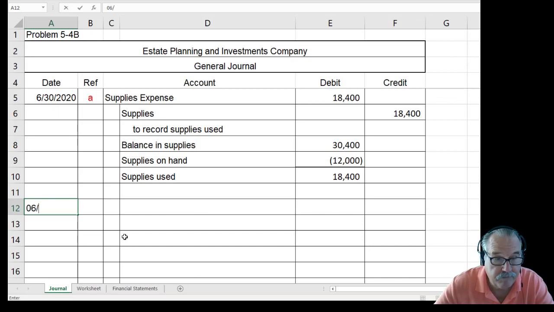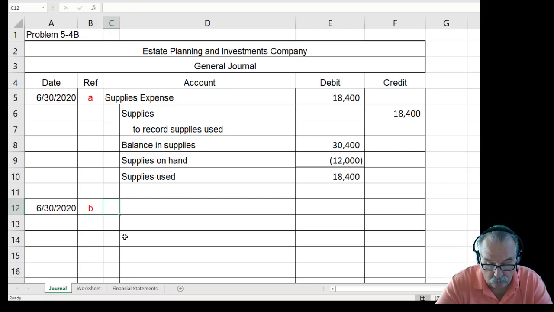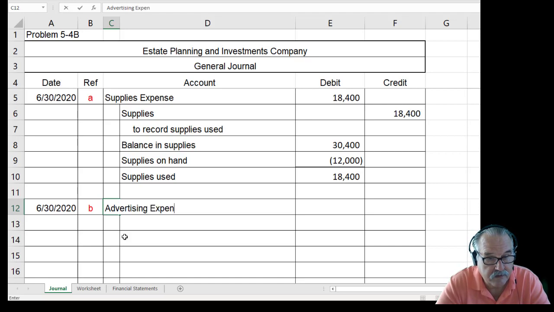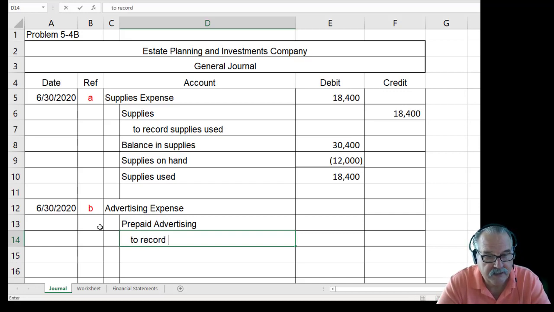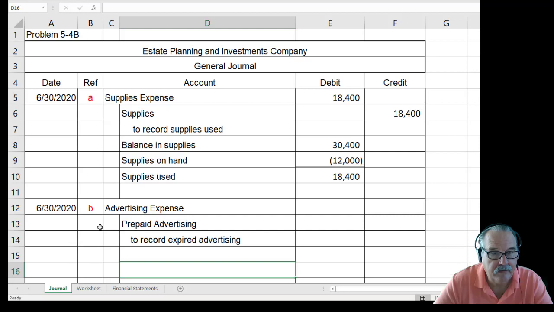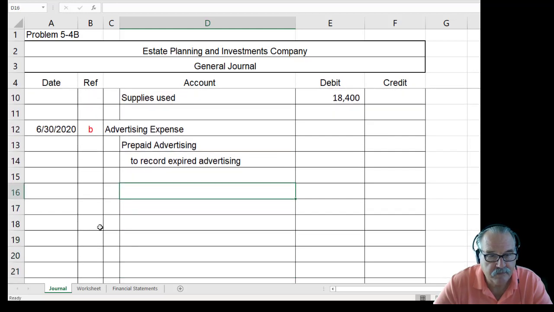So on 6/30, we're going to be debiting advertising expense and credit prepaid advertising. Prepaid advertising is an asset. It's going down because we used some of the advertising. So this is to record expired advertising. And we have to prepare a schedule.